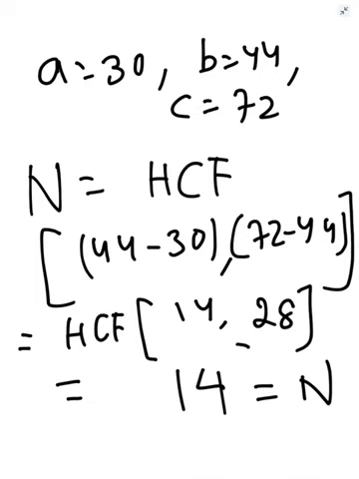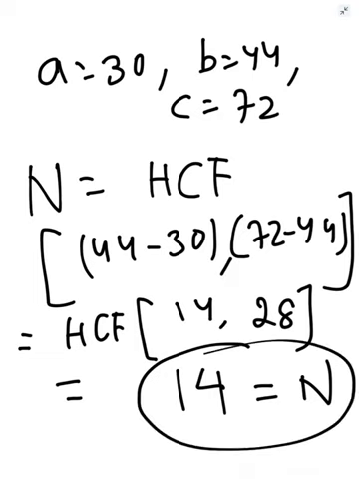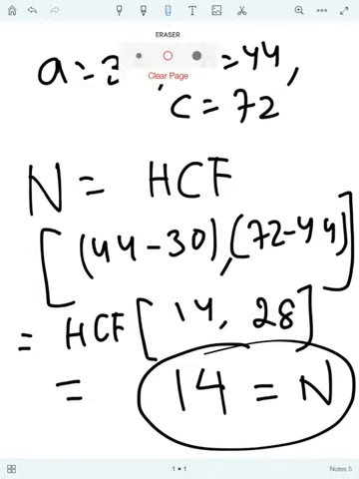And I could have taken this difference also, 72 minus 30, that is 42, and found the HCF of 14 and 42. So that is also the same. So you can take any two differences and find the HCF. So the final answer I have got is N equal to 14, which will divide 30, 44 and 72, giving the same remainder. I have got the answer as 14, but still I don't know the remainder, so we can verify.